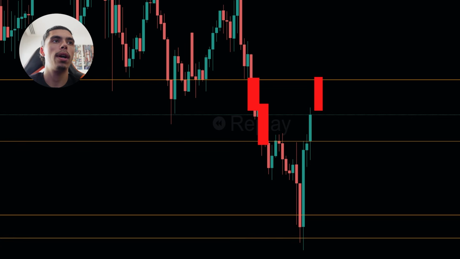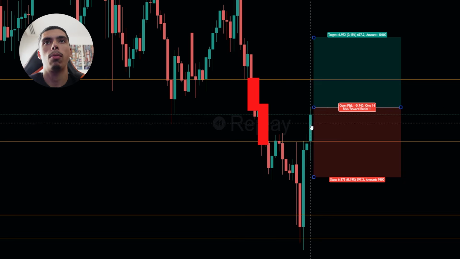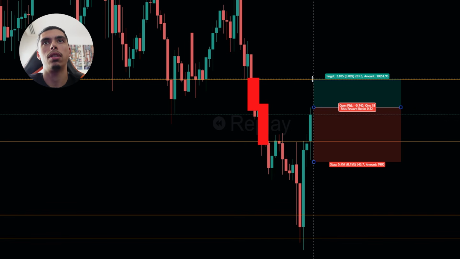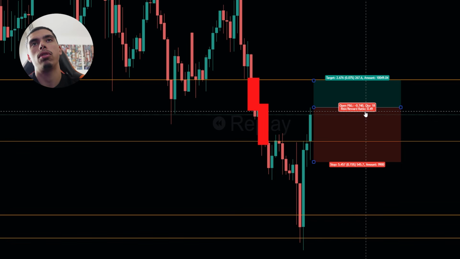Stop loss is going to go where? Below the candle that closed above. Very simple. 15-minute stop loss below the candle that closed above. And you're going to target the next resistance. In this case, it's only a 0.5 risk to reward.